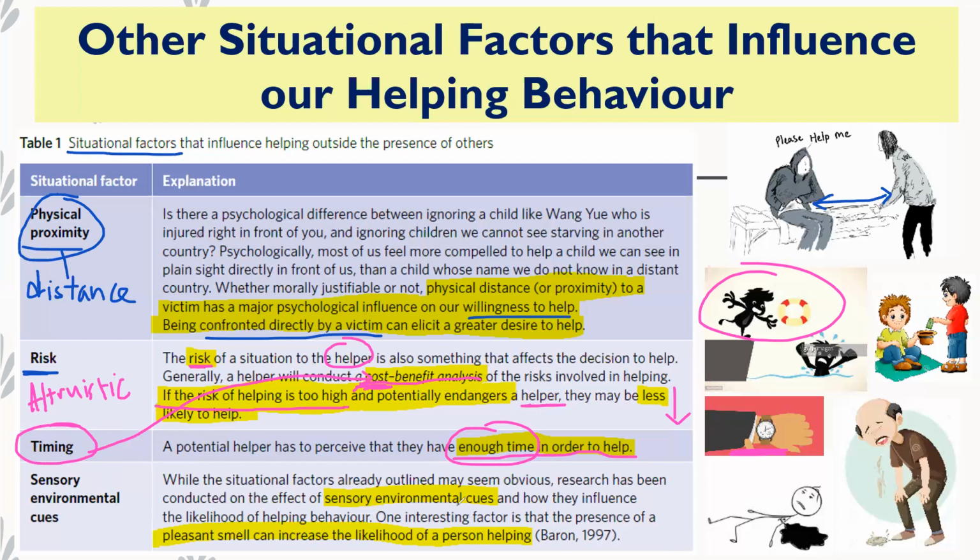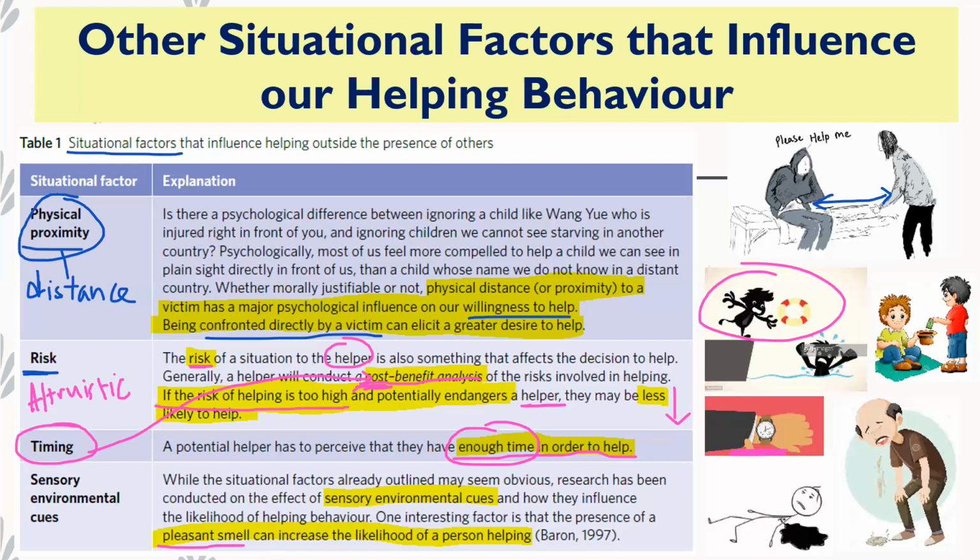And sensory environmental cues. This is one of the more interesting factors, I think, because research shows that if a person has a pleasant smell, that will increase the likelihood of you helping them. It's kind of funny, because it basically means if you're out and about in the city and someone's in need of help but they stink, you're less likely to help them. Okay, I know that sounds really mean, but that is the basic idea, and that's what the research shows.